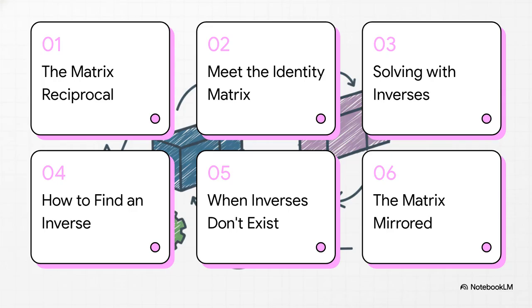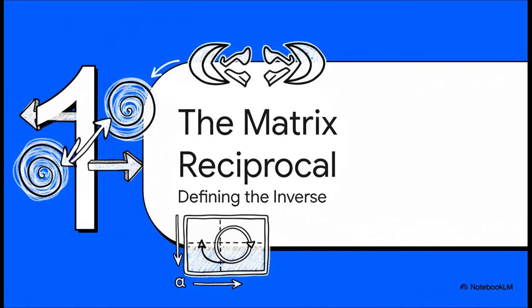So here's our game plan for this explainer. We're going to look at the matrix reciprocal, meet the identity matrix, see how inverses solve systems of equations, figure out how to find them, talk about when they don't even exist, and then wrap up with a cool little matrix curiosity. Okay, first up, let's get down to the core idea.